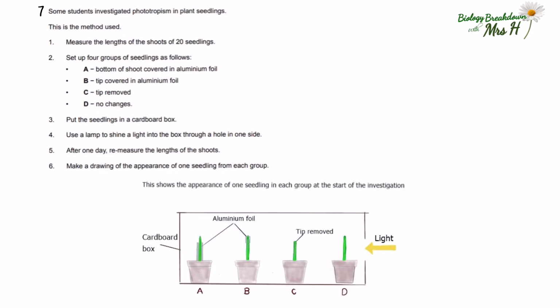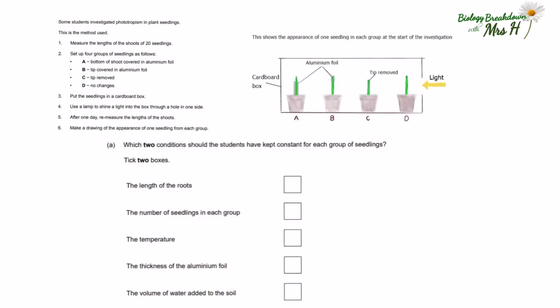After 1 day, remeasure the lengths of the shoots. Make a drawing of the appearance of one seedling from each group. And here we can see the appearance of the seedlings at the start of the investigation. Which 2 conditions should the students have kept constant for each group of seedlings? Tick 2 boxes. For each group, that's what we need to focus on here.